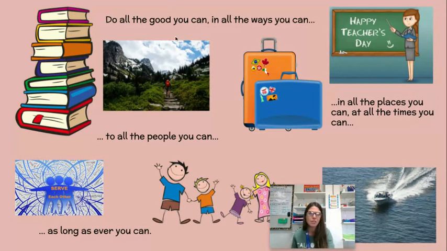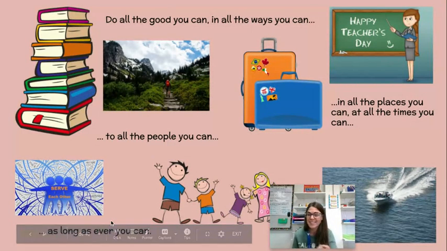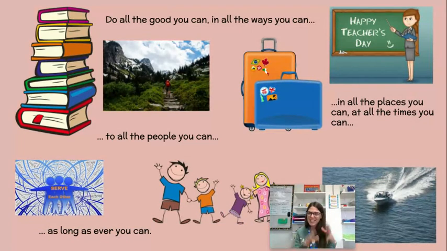And this is by a guy named John Wesley. And so I just wrote those words. You could do the same thing on your poster. You could find a quote or even words that are important to you and just write those in. And so I wrote, do all the good you can in all the ways you can, in all the places you can, at all the times you can, to all the people you can, as long as ever you can. And so that just kind of summed up my vision board.